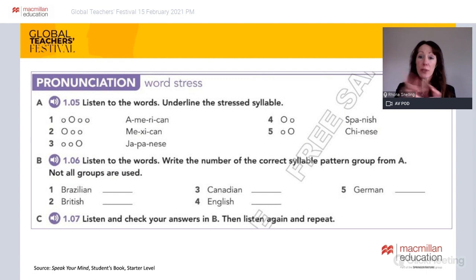So here's the pronunciation one that was just highlighted. I'll give you a couple of seconds to have a read of that, and then we can talk through it together.